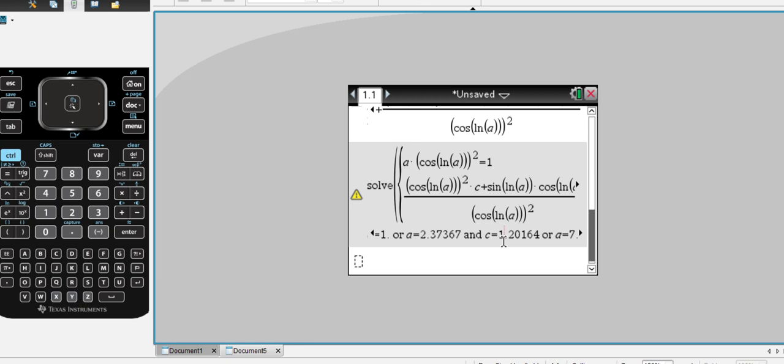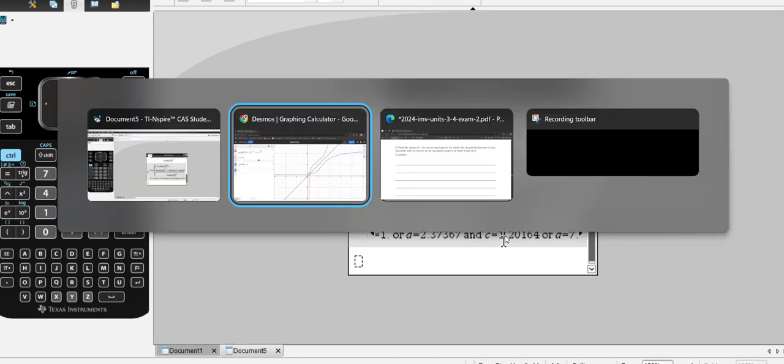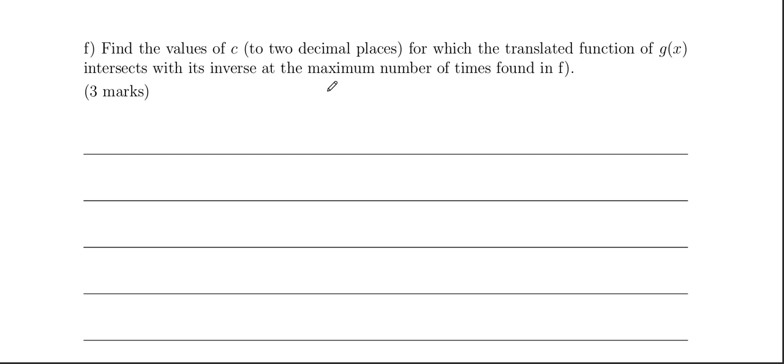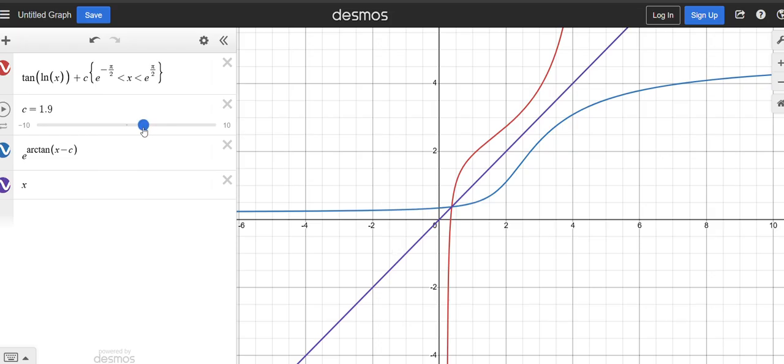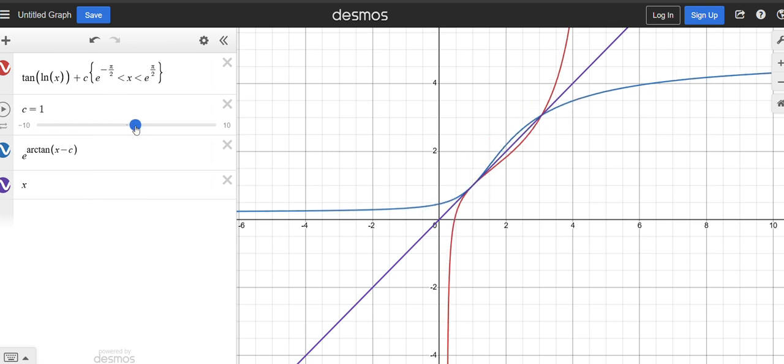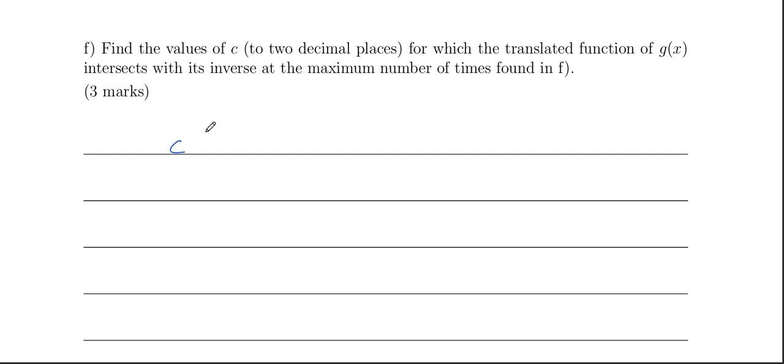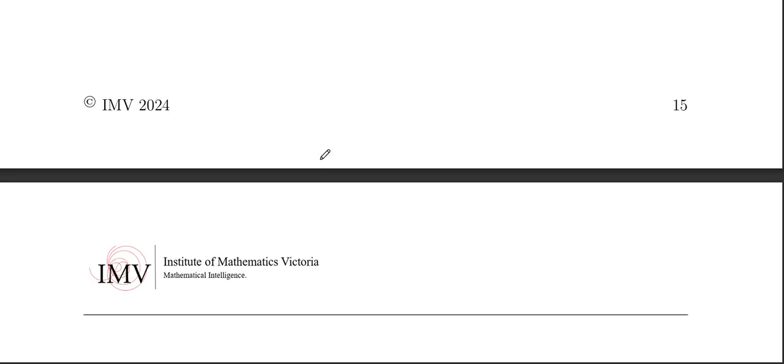Oh, okay, so it seems like the CAS does not give an exact answer as well. Does it say give it to 2 decimal places? Oh, it does. Oh my god, I'm so stupid. All right. So the values in which there are 3 intersections is when c is between 1 and 1.20. Okay, that was a waste of a few minutes, but let's move on.